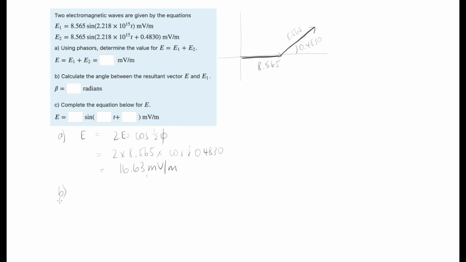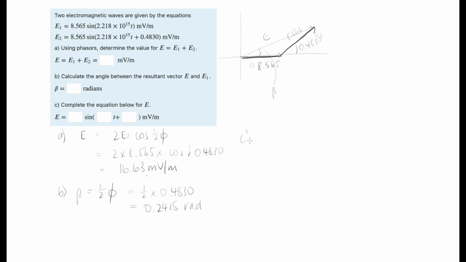Part B, we have to calculate the angle between the resultant vector E and E1. Okay, so this is E1, this is E2, this is E here, and this angle here, this beta angle in here, is the angle that we're trying to calculate. Okay, so we know that beta, for the case of having two electromagnetic waves, it's just a half phi. So therefore it's just a half by 0.4830, and that's going to give us 0.2415 radians.